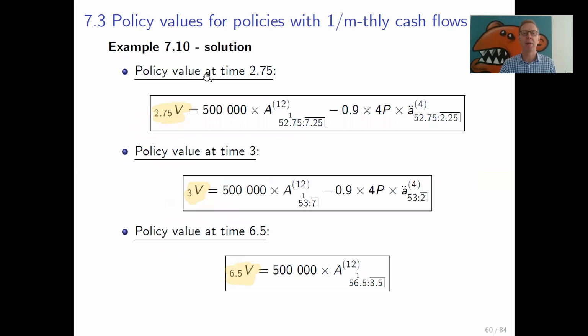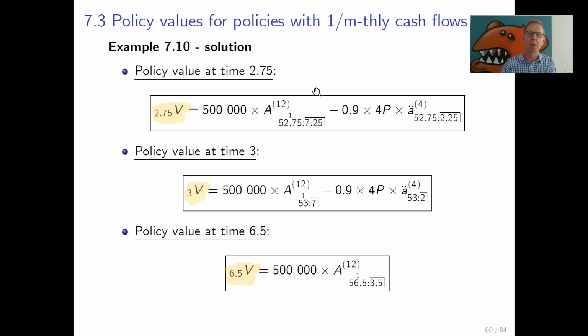The policy value at time 2.75 is the actuarial value of future benefits minus the actuarial value of future premiums. After 2.75 years, the person has become 52.75 years, and the duration of the term insurance is still 7.25 years. So the actuarial value of future benefits is a term insurance on this 52.75-year-old person with payment at the end of the month of death of amount 500,000, minus the actuarial value of future premiums.